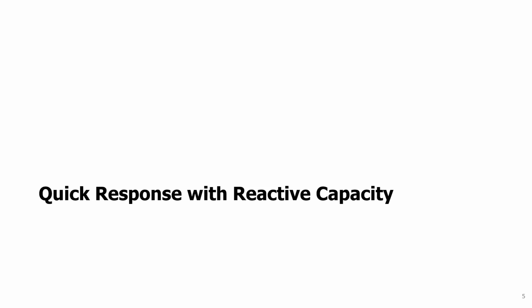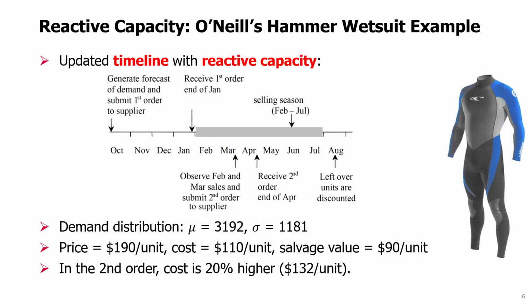Quick response with reactive capacity. So an intermediate solution, right, between the two extremes of make to stock, single order, and make to order, where we only produce or deliver after demand has occurred, is to use reactive capacity. And we are going to consider here one example.